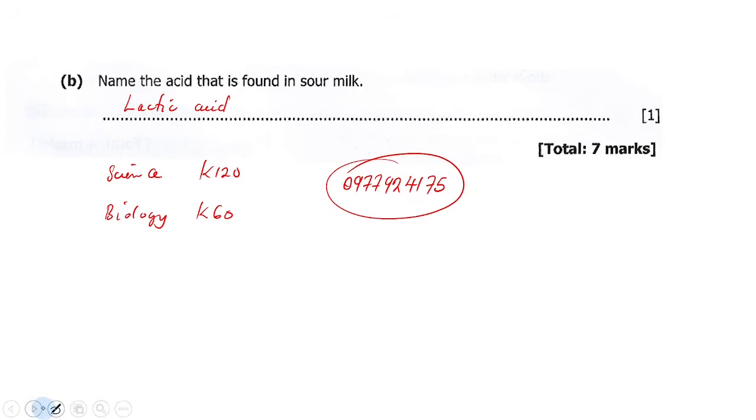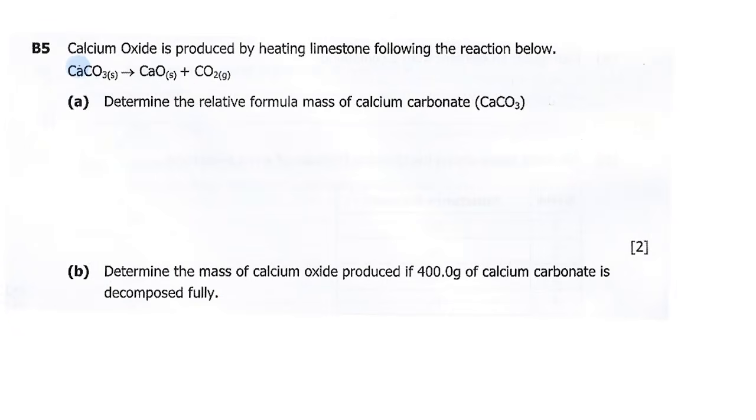Okay. Let's go to the other one. So the other one is here, which was B5. Calcium oxide is produced by heating limestone following the reaction below. So calcium oxide is this one here, produced by heating limestone. So limestone is this one here. When you heat limestone, it will produce calcium oxide and also carbon dioxide here. Then they're saying determine the relative formula mass of calcium carbonate. This one here, calcium carbonate, relative formula mass.